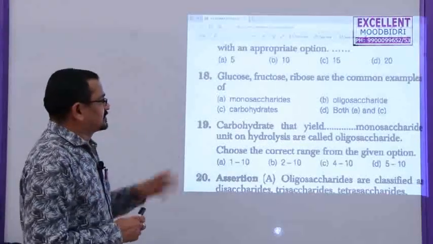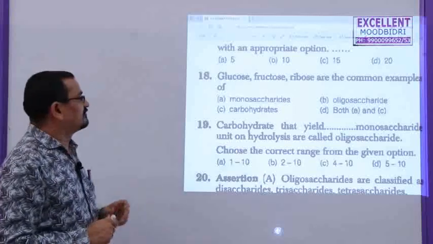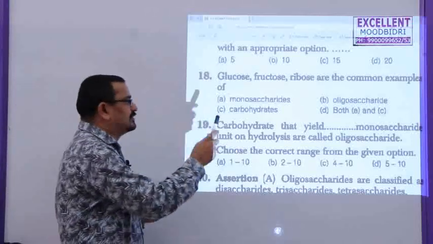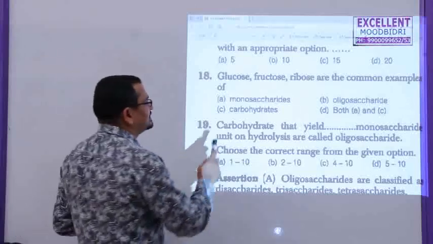Let's come to the next question. Glucose, fructose and ribose are the common examples of monosaccharides or oligosaccharides, carbohydrates, or both A and C.